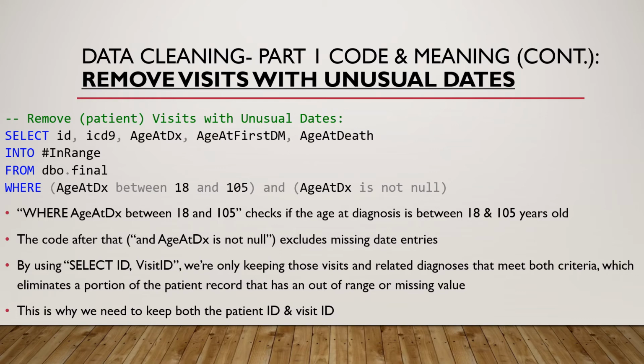By using select ID, comma, visit ID, we're only keeping those visits and related diagnoses that meet both criteria, which eliminates a portion of the patient record that has an out of range or missing value. This is why we need to keep both the patient ID and visit ID.